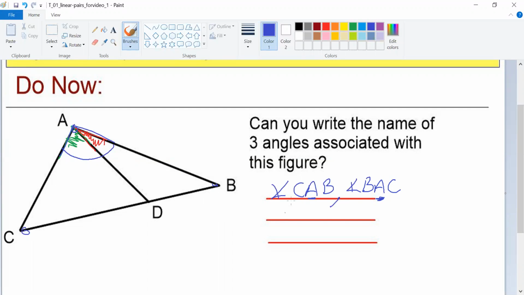Let's just name 2 other angles that you see in the picture. Let's pick red here. There's one right down here. The angle there would be called ADB. So we have angle ADB. And just one more for fun. Let's pick purple here. Let's go with this angle right here. See if you guys can figure it out. But I'm going to choose to call it angle ADC. Angle ADC.